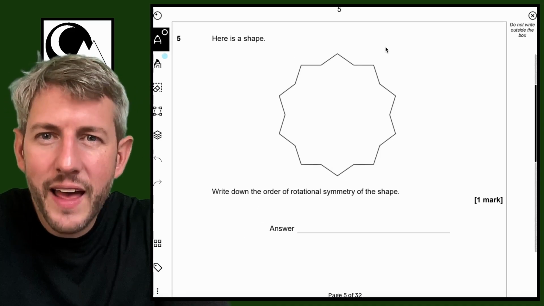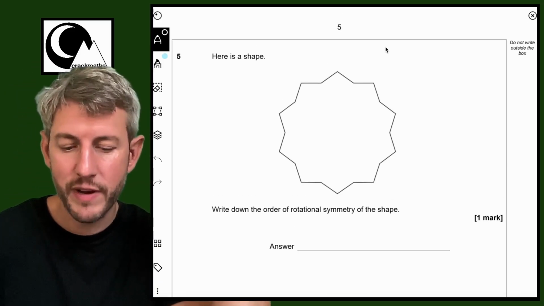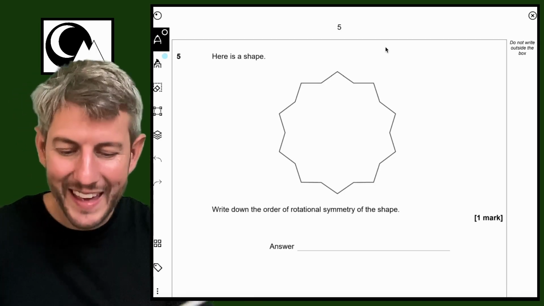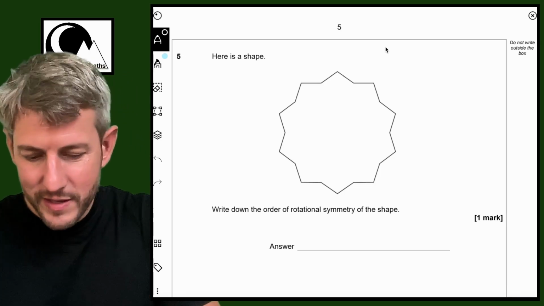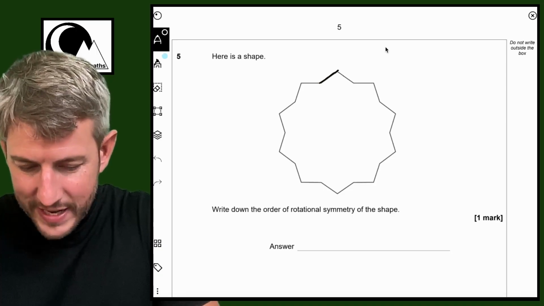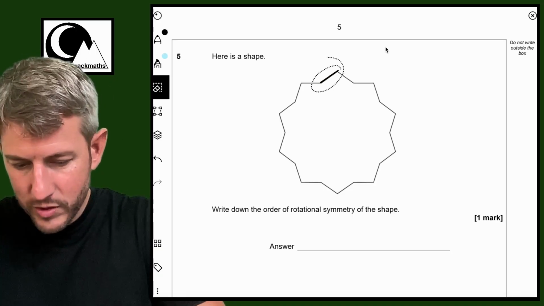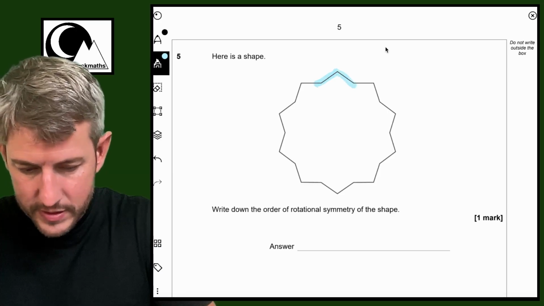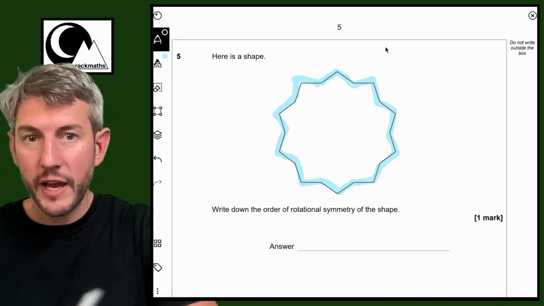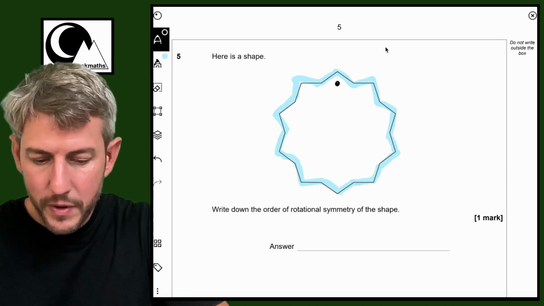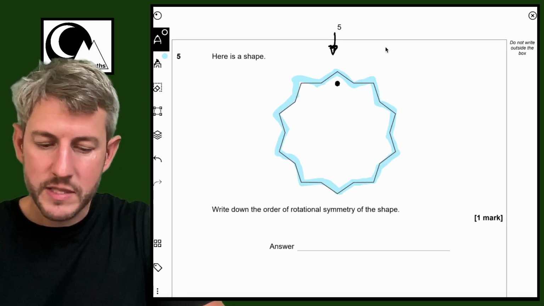Here is a shape. Write down the order of rotational symmetry of this shape. Okay, right. I will do this using a rotating tool here. Let me just draw round this shape. I wonder if I can do it with a highlighter. That might be nicer. You'll get tracing paper in your exam, so that can help you out with this. I'm going to put a dot here as my counter. So this is where the dot started.